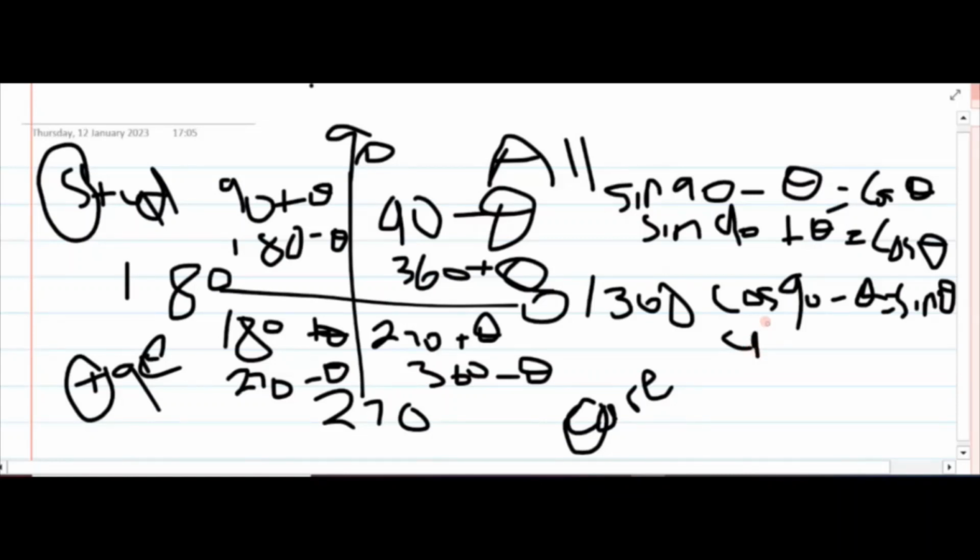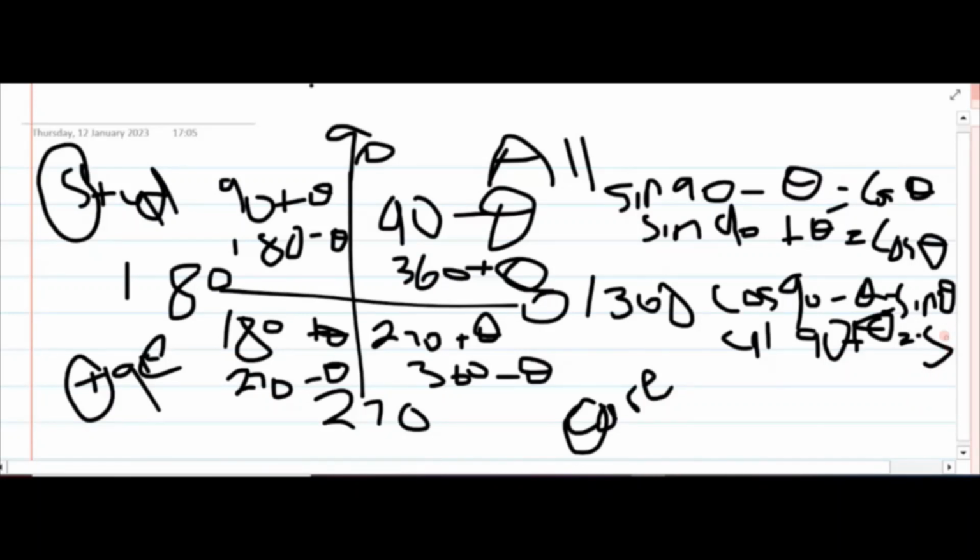Okay, I'm just gonna do the lines with high school. Cos 90 plus theta is gonna be negative sin theta, because 90 plus theta is in the second quadrant and cos is negative in the second quadrant, so that's why I go negative sin theta.